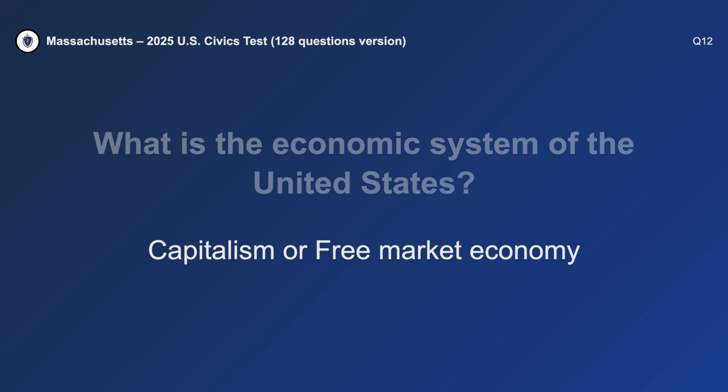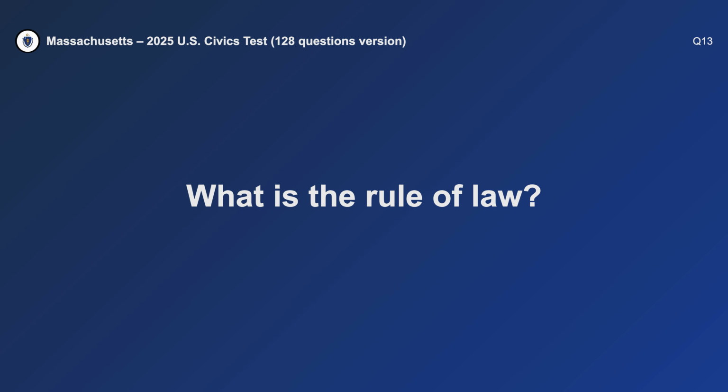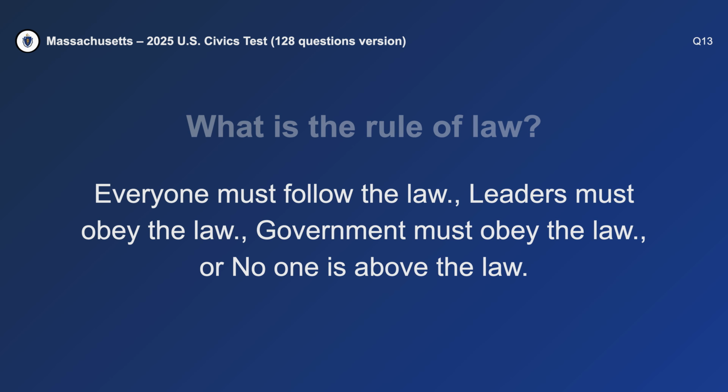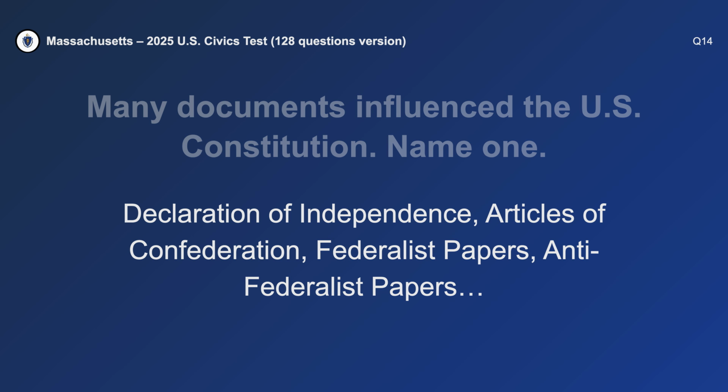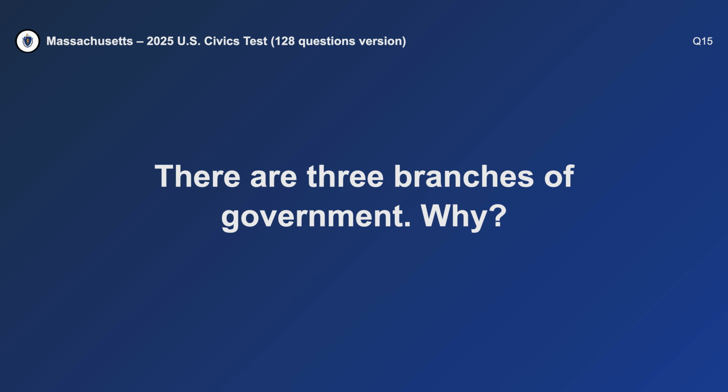What is the economic system of the United States? Capitalism. What is the rule of law? Everyone must follow the law. Many documents influenced the U.S. Constitution. Name one. Declaration of Independence. There are 3 branches of government. Why?